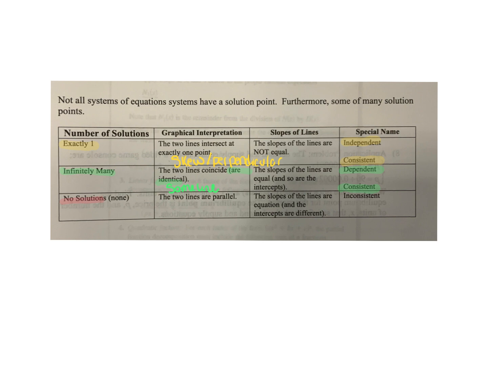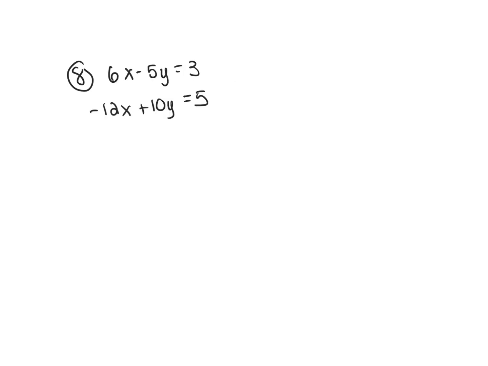This last one, no solution. Since I don't have any solutions, it's just called inconsistent. And so this is what happens when you have two parallel lines. They never, ever, ever intersect. So please make sure you know these vocab words.